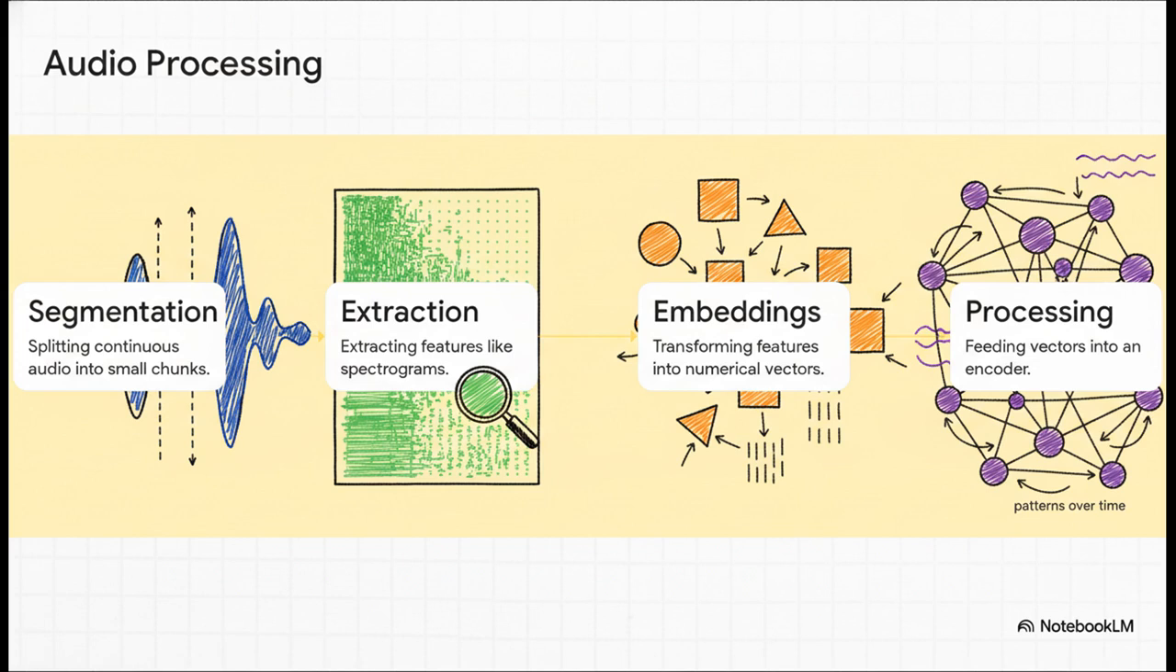First up is signal segmentation. That continuous, messy sound wave is chopped up into tiny, manageable chunks, usually just 20 to 30 milliseconds long. Second is feature extraction. Here, the raw audio is transformed into a much richer format, like a spectrogram, to really highlight the important acoustic features. Third, we have token embeddings. Those features are converted into numerical vectors. You can think of these as math equations that represent the sound. And finally, sequence processing. Those numbers are fed straight into a complex neural network, like a transformer, which then looks for patterns over time.